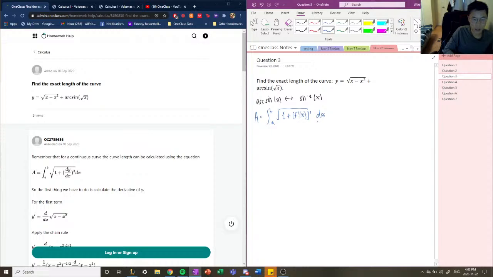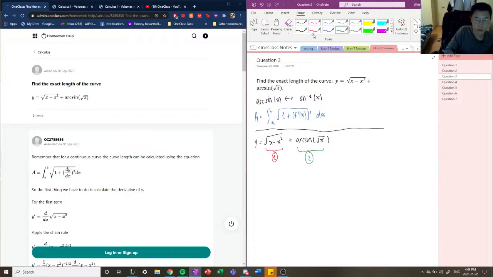Okay? So first of all, we're going to need to find y prime. So the strategy here is to treat these as separate functions first, and just derive this function and this function. Okay? So y equals the root of x minus x squared plus the arcsine of root x. Okay? So let's derive this first part. Let's say I'm going to label this to be 1, and I'll label this to be 2. I don't want to keep writing out everything together. Okay, so let's do 1 first.